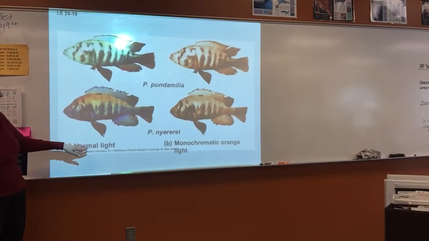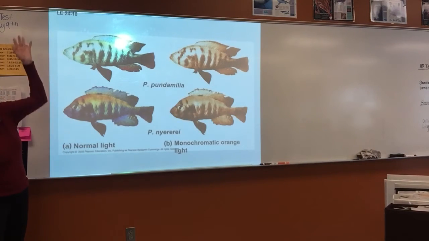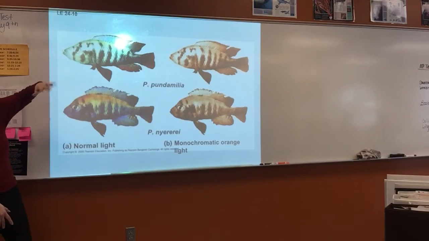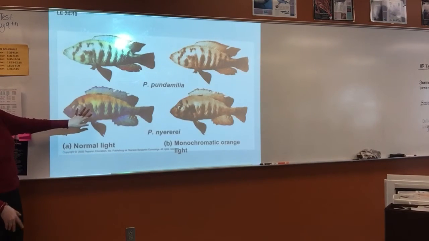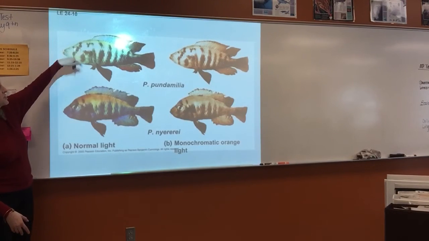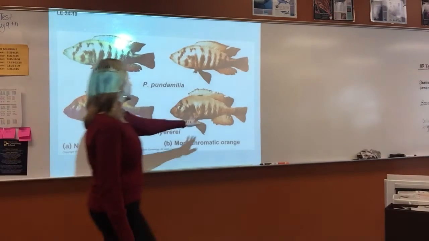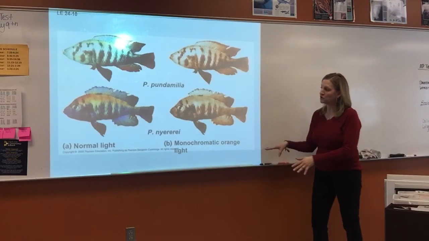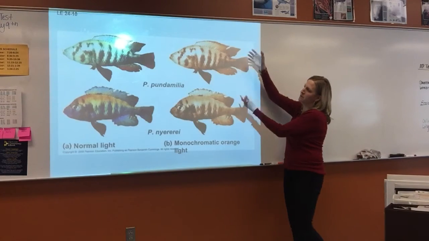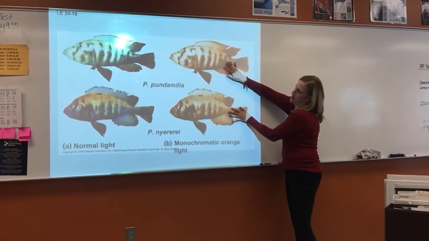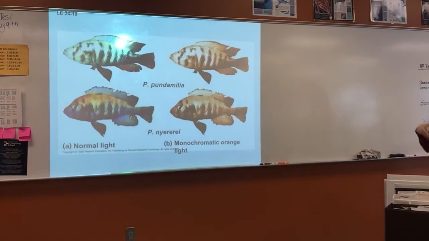Normal light has just regular ultraviolet or the broad spectrum white light here, and so it reflects certain wavelengths of light, and the fish appear different colors. And so this species, this is what they look like, and this species, this is what they look like. Then in the second tank, they shone monochromatic orange light, and under this type of light, it reflects different wavelengths, and this is what they look like. So you can see that they look more similar in the monochromatic orange light.